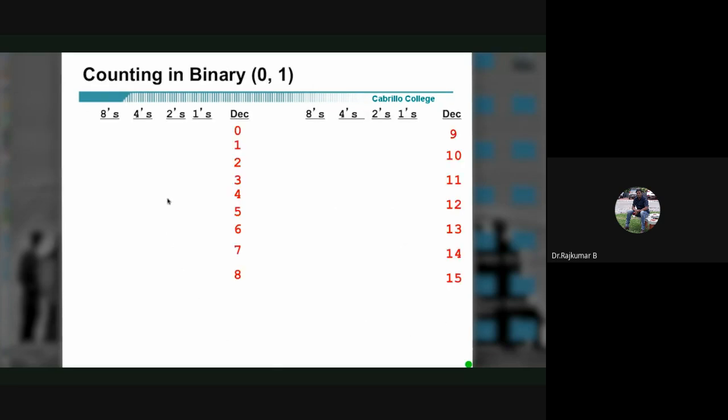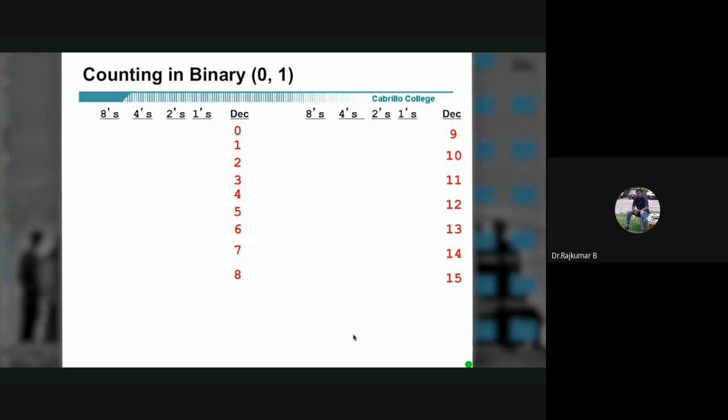In the binary system, the first column is our column of ones. The next column, because base 2 is 2 times this column, would be 2. The next column, base 2, 2 times 2 is 4. The next column would be 8, and we'd keep going, but we're going to leave it at this. Okay, so what can go in each one of these columns? Well, we're using base 2 binary, so we only have a choice of 2 digits, a 0 or a 1.